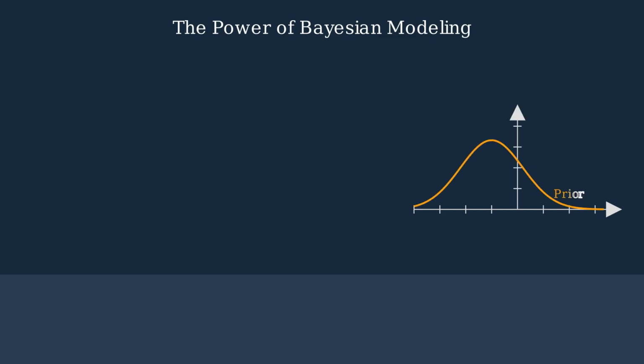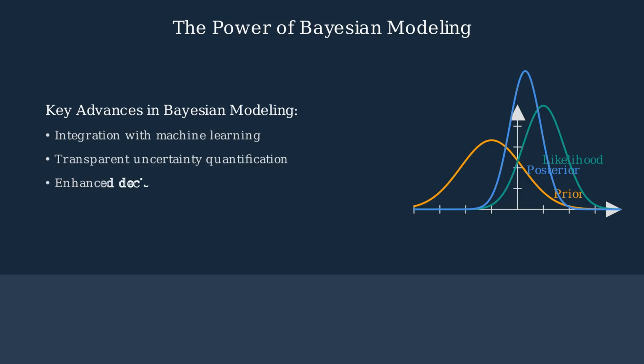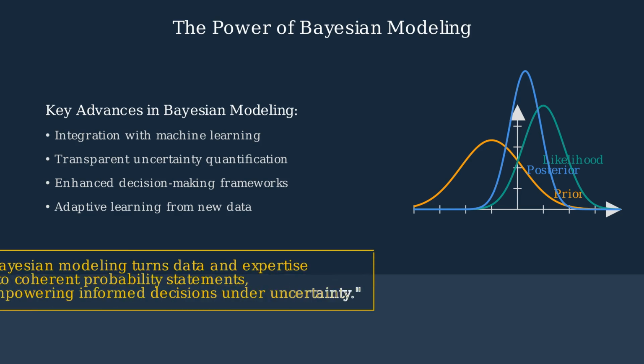As we conclude our exploration of Bayesian modeling, let's examine its power and the technological advances making it more accessible. Bayesian analysis elegantly combines prior knowledge with new data to form posterior distributions that represent our updated understanding. Today's Bayesian methods are increasingly integrated with machine learning, offering transparent uncertainty quantification and improved decision-making frameworks. Bayesian modeling turns data and expertise into coherent probability statements, empowering informed decisions under uncertainty.